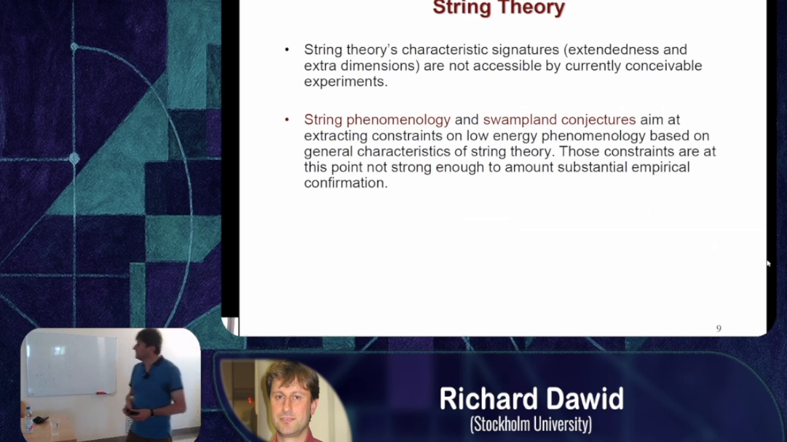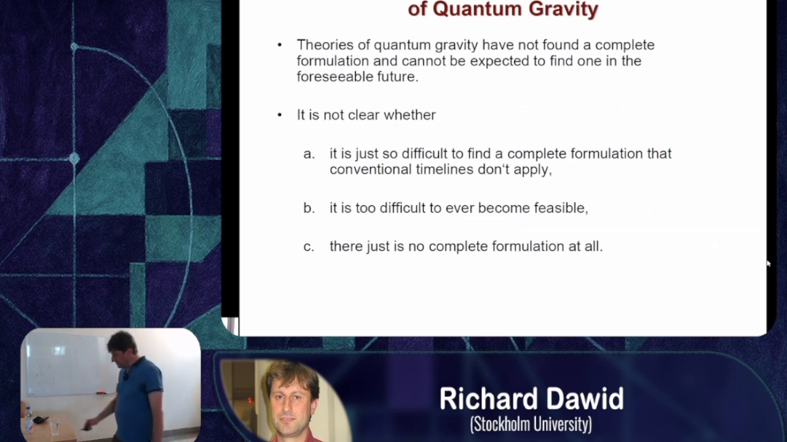In the case of string theory, the characteristic signatures of string theory, as just mentioned, extendedness and extra dimensions, are not accessible by currently conceivable experiments based on, let's say, the canonical understanding of the situation. However, there are considerations, string phenomenology and swampland conjectures, that aim at extracting constraints, and those constraints might improve in the future. So they might improve the picture to some degree, but there is no plausible perspective that they become strong enough to amount to substantial empirical confirmation. So this is the problem of empirical access to the theory.